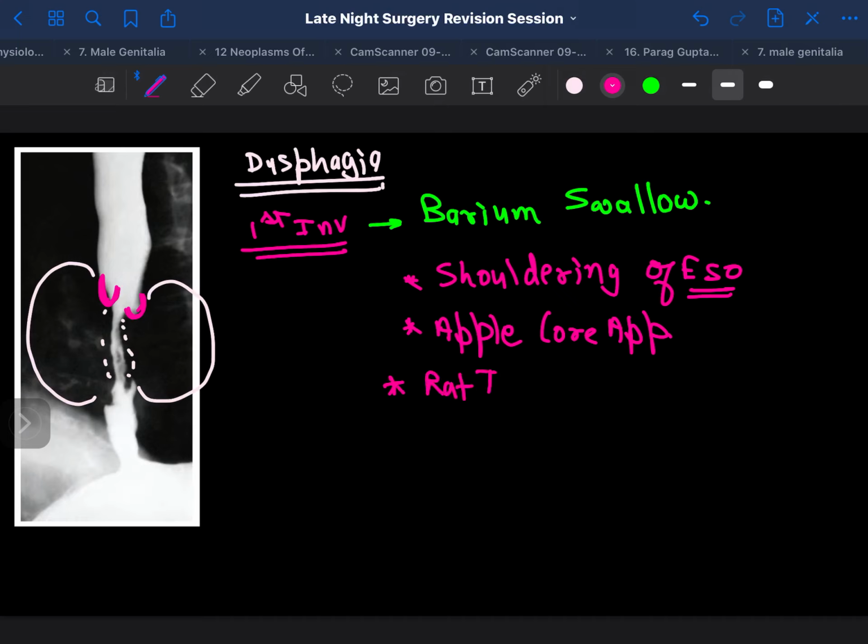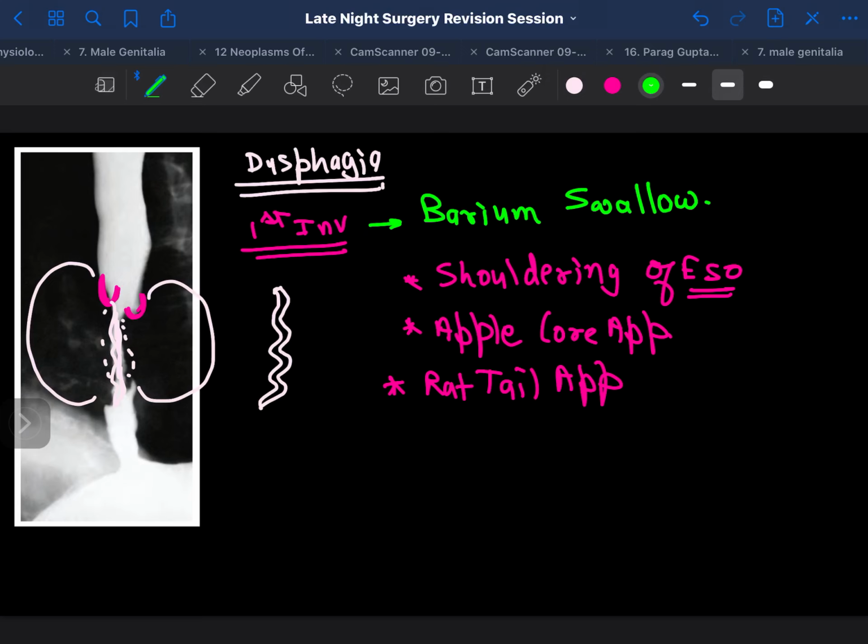And along with this, if they ask you about the rat tail appearance, even this rat tail appearance is something which you see in patients with carcinoma esophagus. So what is this rat tail appearance, guys? Rat tail appearance means a lesion like this. This is the contrast which is going inside over here, going like this. This is what is called a rat tail appearance. Are you understanding my point?